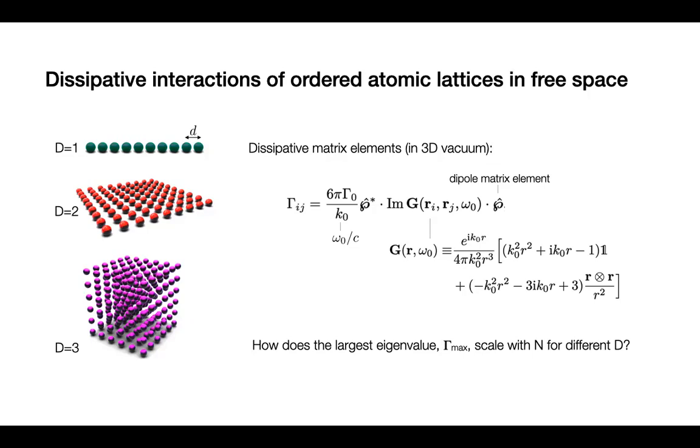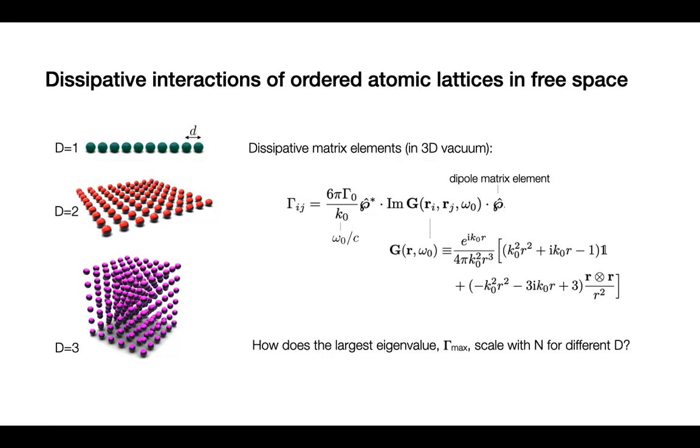1 over r, 1 over r squared, 1 over r cubed, and it has this oscillating part because it's a wave that propagates, okay? This Green's function is describing the propagation of the field in free space, so it has this e to the i k r, which gives sines and cosines. So then the only thing I need to know now is how the largest eigenvalue of this matrix scales with n for different dimensionalities.